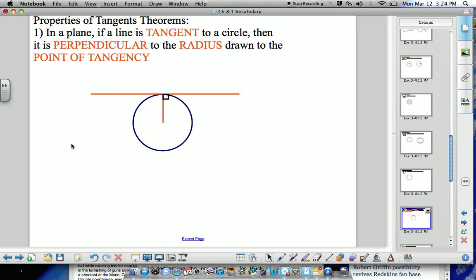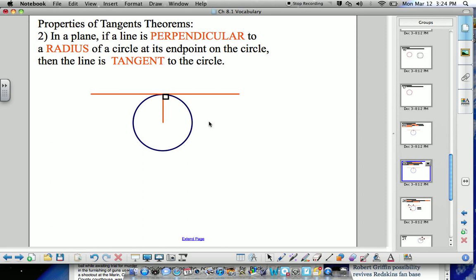Properties of tangents theorem. We will prove these theorems later, but we're going to learn what they are first. Number one, in a plane, if a line is tangent to a circle, then it is perpendicular to the radius drawn to the point of tangency. This is the line that is tangent to the circle. This is the radius drawn from the center of the circle to the point of tangency. These segments will always meet perpendicular.